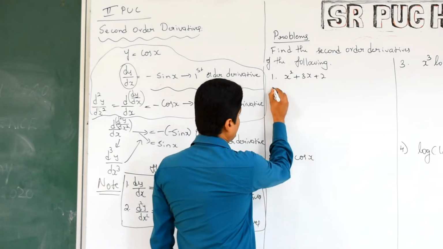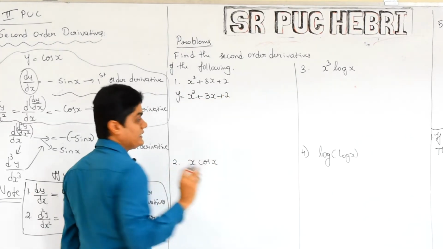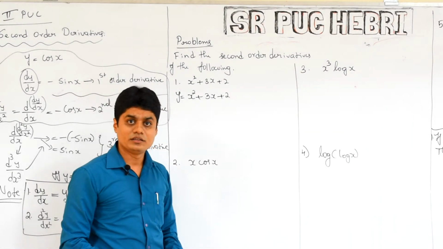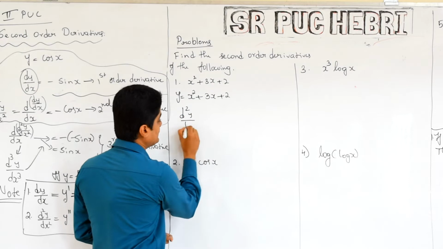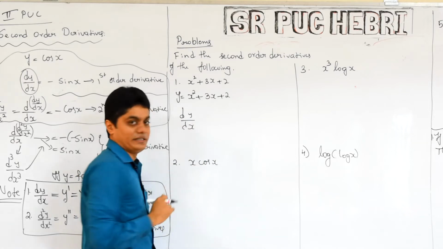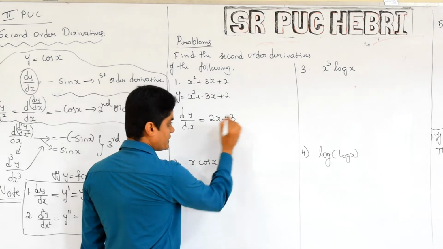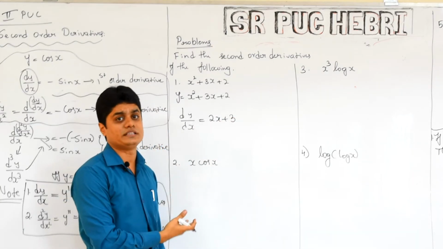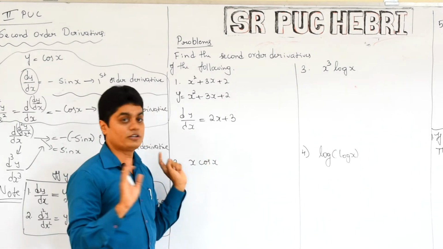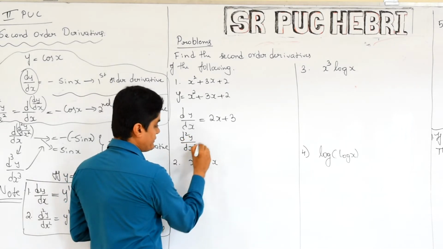Before starting, it is better to always write the given expression as y. What have they asked? d square y by dx square. Is it possible to find the second order derivative directly? No. So what should we do? First you have to find dy by dx, that you know. Tell me what is dy by dx. 2x plus 3, right? You have been doing this differentiation since first PUC. So first find dy by dx, the first order derivative, then only the second order derivative comes. Remember. Now you can find the second order derivative.